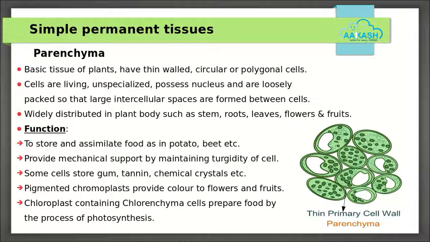Function. The main function of these cells is to store and assimilate food as in potato, beet, etc. They provide mechanical support by maintaining turgidity of cell. Some of these cells store waste materials such as gum, tannin, chemical crystals, etc. Pigmented chromoplasts provide color to flowers and fruits. Chloroplast-containing chlorenchyma cells prepare food by the process of photosynthesis. The given image illustrates structure of parenchyma cells in plants.